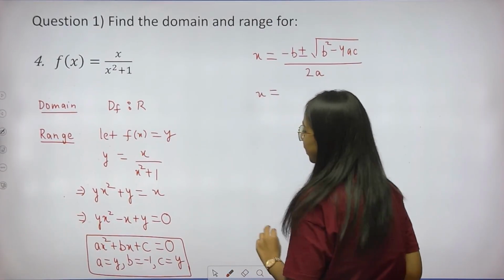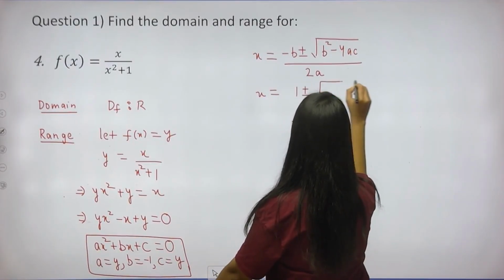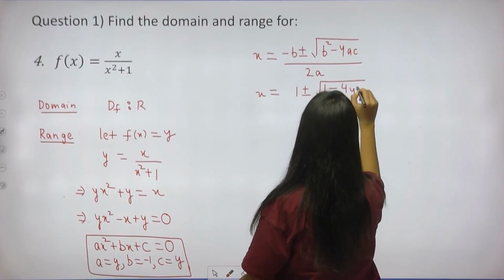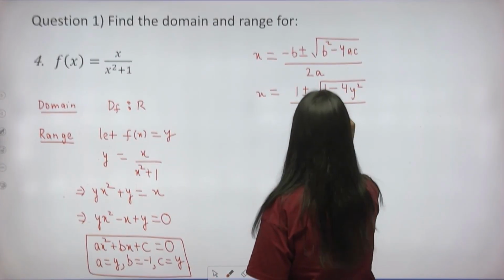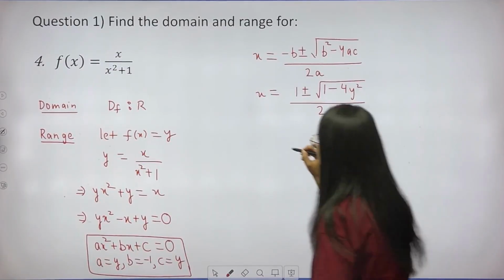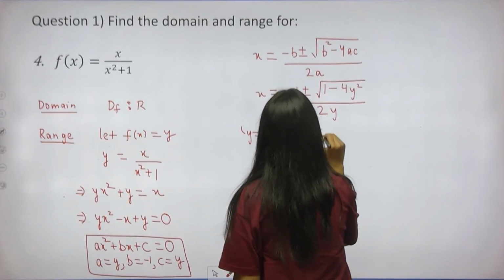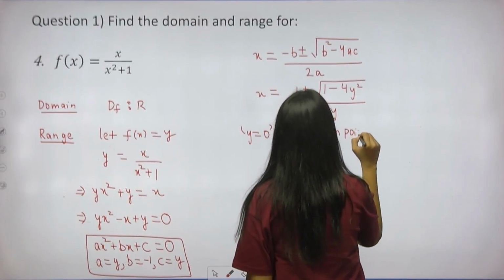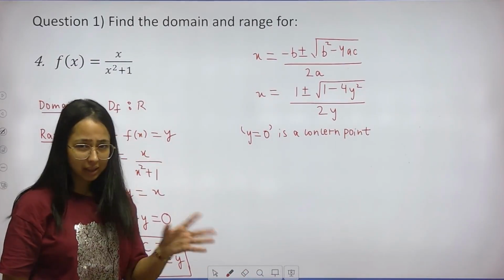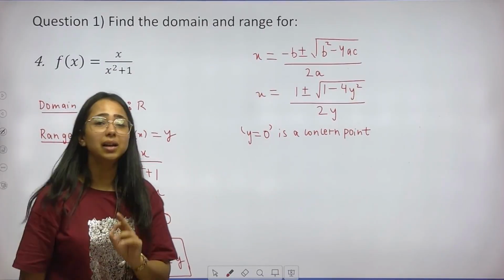So the value of x becomes minus of minus 1, which is 1, plus minus under root of b square, which is 1, minus 4ac, which becomes 4y square over 2y. Clear? Okay. Now here also y equal to 0 is a point of concern. We'll check that later, whether it is actually a point of concern or not. But before that, let's find the range.